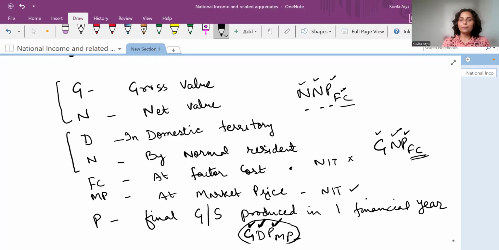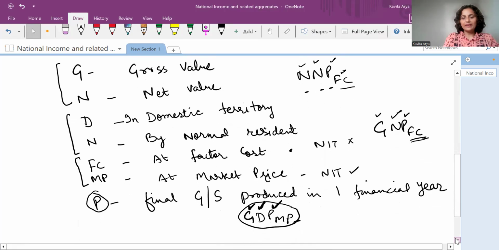So you have to pick up the keywords. There are these 3 points and this P is common in all the 8 definitions. You would have the final goods and services produced in an economy in a period of 1 financial year. So this part remains common in all the 8 definitions, and for the rest you have to pick either G or N, D or N, FC or MP. This way, you weave it and you are ready with 8 definitions created for you.